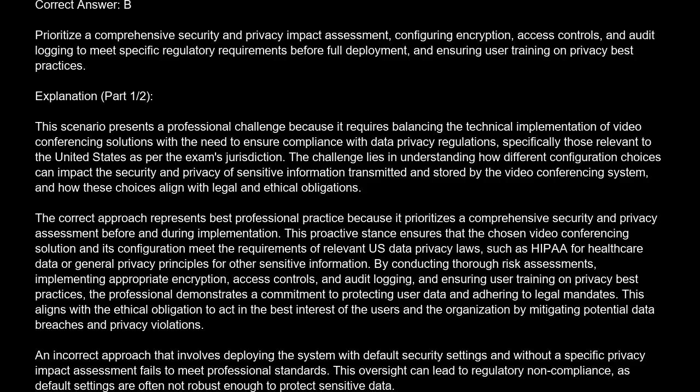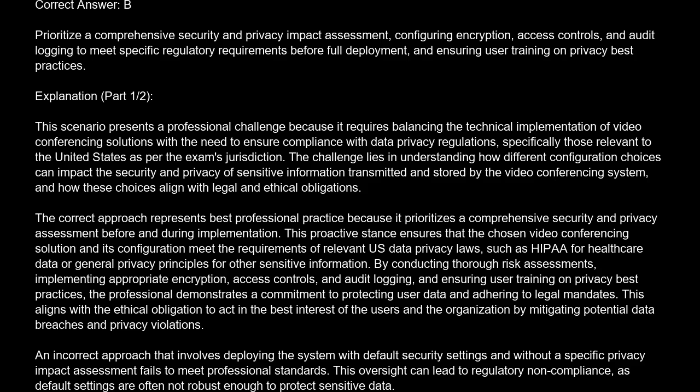The correct approach represents best professional practice because it prioritizes a comprehensive security and privacy assessment before and during implementation. This proactive stance ensures that the chosen video conferencing solution and its configuration meet the requirements of relevant U.S. data privacy laws, such as HIPAA for healthcare data or general privacy principles for other sensitive information.